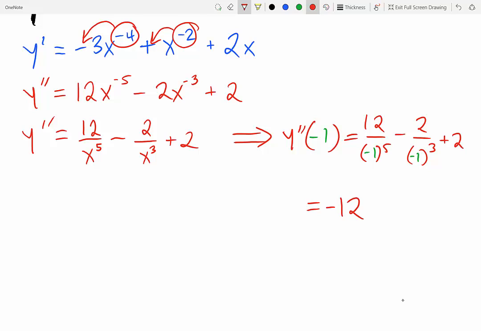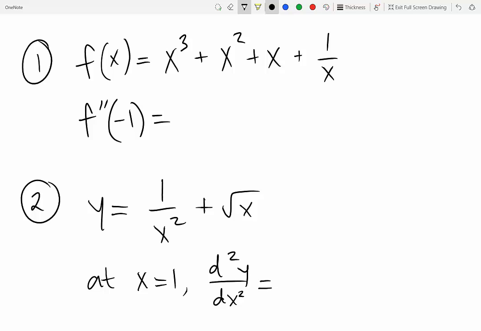If we raise -1 to the 3rd power, that's also going to be a -1, giving us now a plus 2, and we still had that plus 2 to begin with. So -12 plus 2 is -10. Add 2 to that, and now we have our final answer of -8.